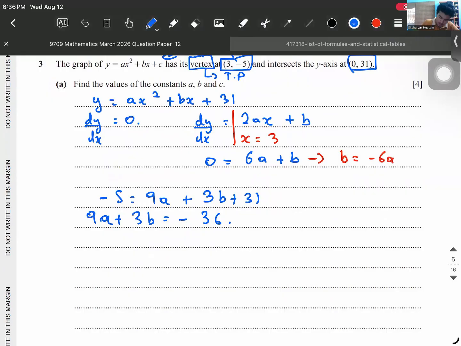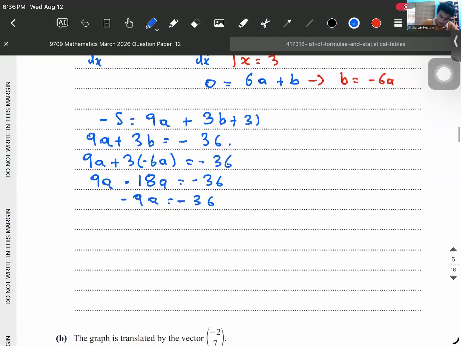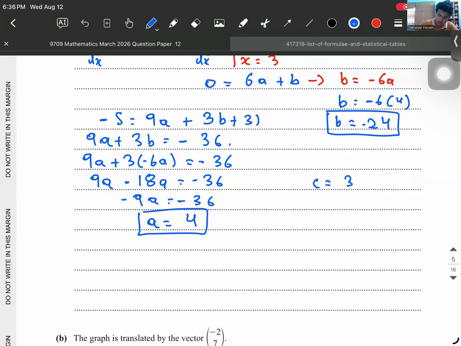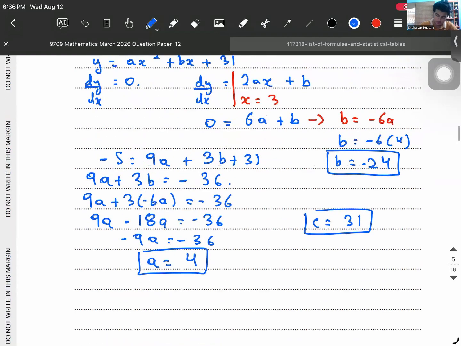Okay, so from the first equation, b turns out to be negative 6a. Let's plug that in. So we are getting 9a plus 3 times negative 6a equals negative 36. 9a, 6 3s are 18. So negative 9a equals negative 36. a equals 4, right? Once a equals 4, then b equals negative 6 into 4, b equals negative 24. So these are your answers of a, b, and c being 31. Okay, that's what they asked for.